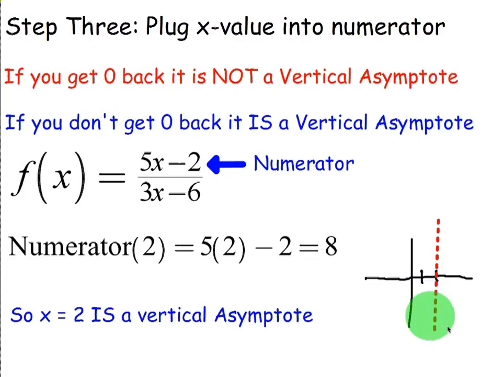I know there's probably some questions on that. Let me know if you have any. Again, it would have been a hole if you got 0 back. That's what we just learned. Because we didn't get 0 back, and by the way, it doesn't matter what that number is. It could be a negative number, a positive number. As long as it's not 0, it's a vertical asymptote.